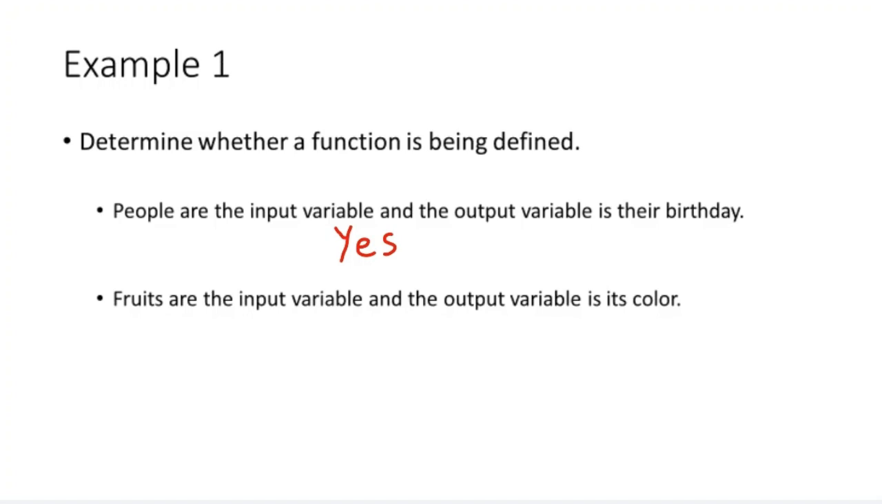Next, we're going to have fruit as the input variable, and the output variable is going to be its color. Well, can this be a function? Well, if we think about, say, an apple, how many colors can an apple be? Well, the most common color we know is an apple can be red, but quite often you can see green apples. You can also see yellow apples. So an apple can come in one of three different colors.